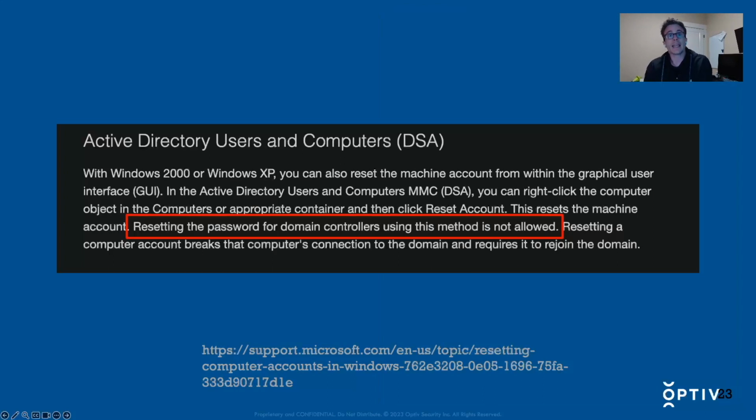So I tried to find any reference I could that flat out says resetting the computer account would set it to a default password, and I couldn't find anything. The closest thing I could find that basically implies the password is being reset was this link on Microsoft.com, where it says this resets the machine account, and then the highlighted portion, resetting the password for domain controllers using this method is not allowed. So you have to read between the lines that resetting is changing the password. That's ultimately what's happening.